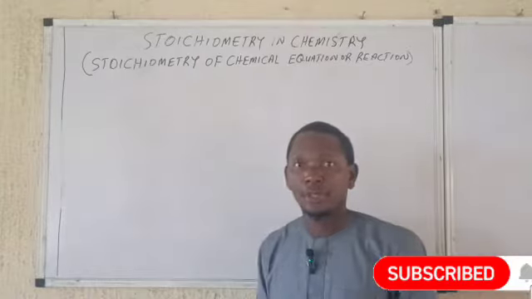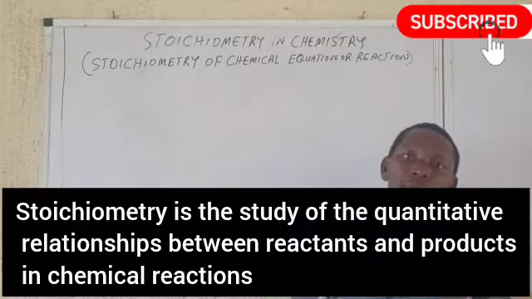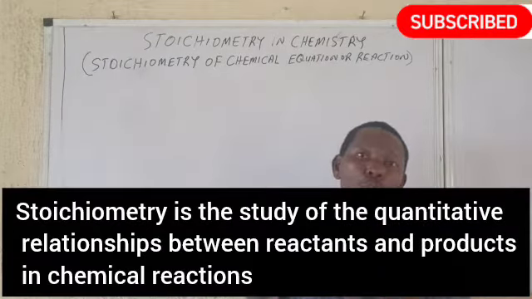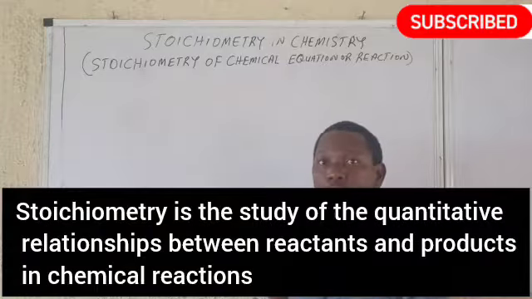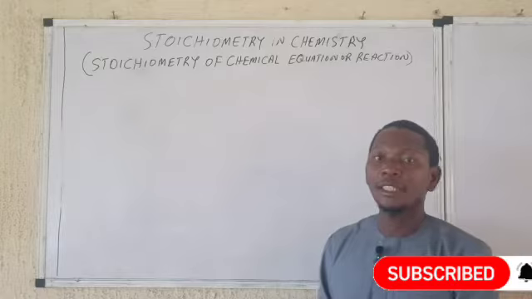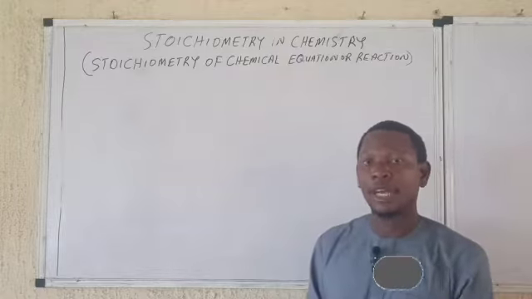What is stoichiometry in chemistry? Stoichiometry can be defined as a quantitative relationship. Remember the word quantitative relationship, quantitative relationship between reactant and product in a chemical reaction or in a chemical equation.